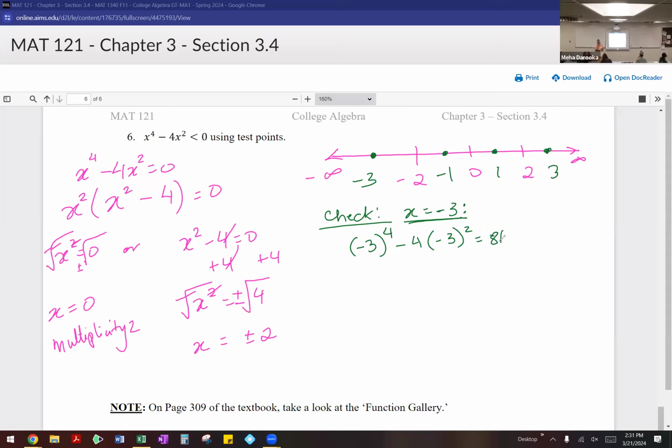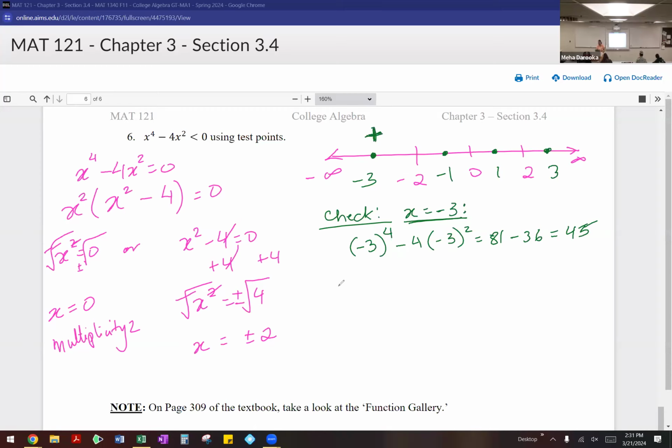-3 to the 4th power will be a positive number, right? It will become a positive 81. -3 squared will also become positive, so that'll be positive 9. 9 times 4 will definitely give us the -36, but what's the final? Yeah, and this is a positive number, right? So that tells you our sign on that interval is going to be positive, which means all the y values in that interval are going to be positive.